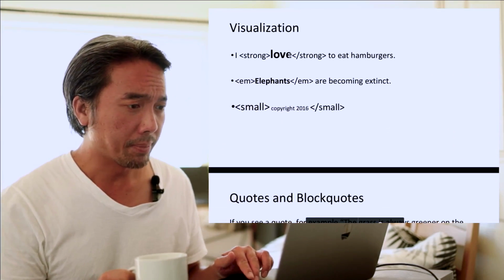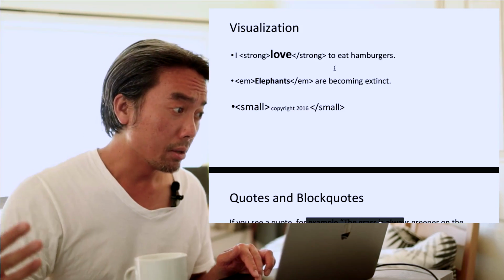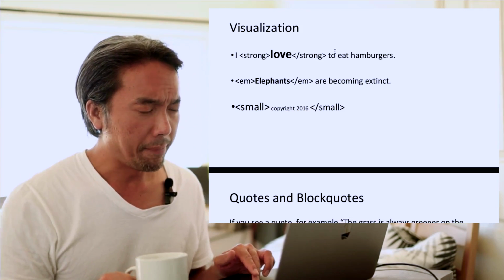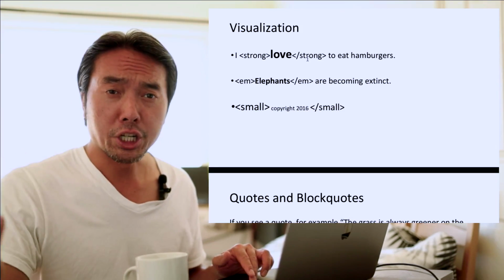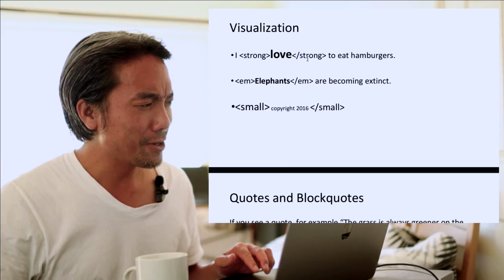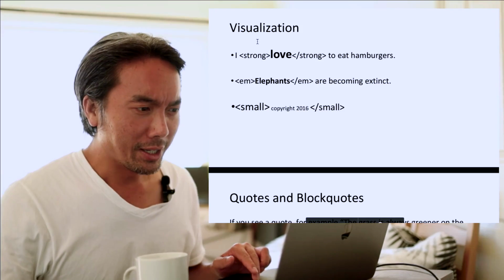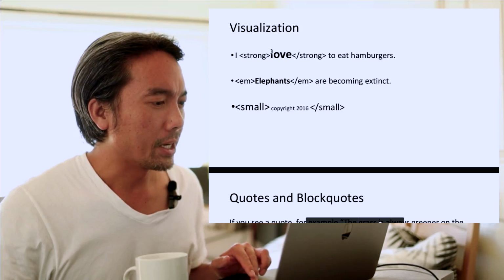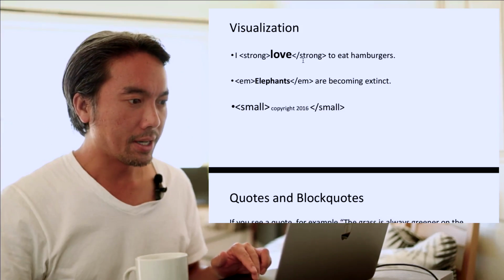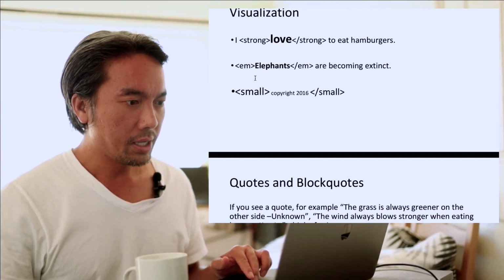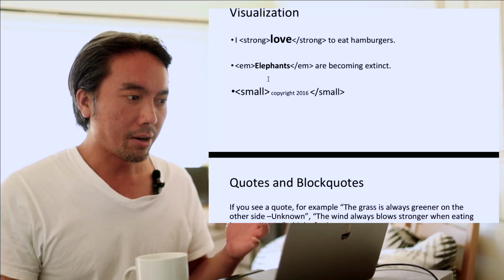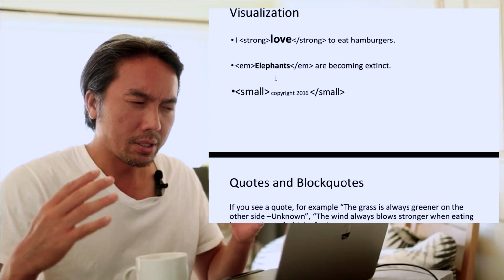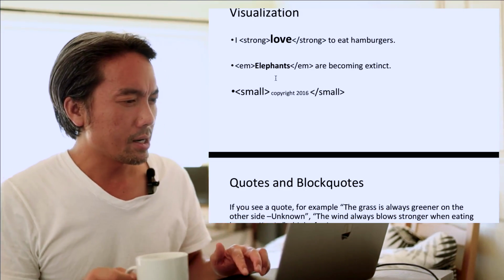Okay, so here are some examples. For example, I love to eat hamburgers. I want to emphasize that love. Again, I'm a vegetarian now, so that's not true anymore. Temptations. But yeah, here, you want to emphasize that love word. Here, elephants are becoming extinct. So here you want to emphasize, hey, elephants is what I'm talking about here.